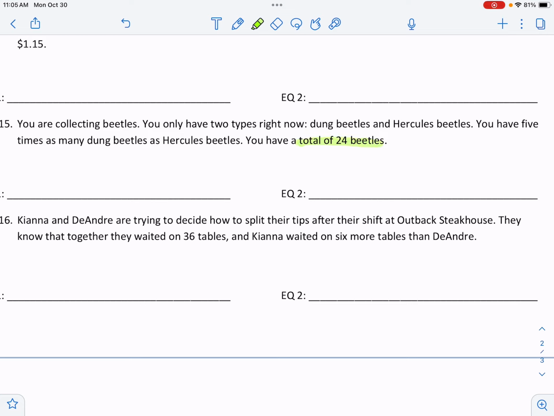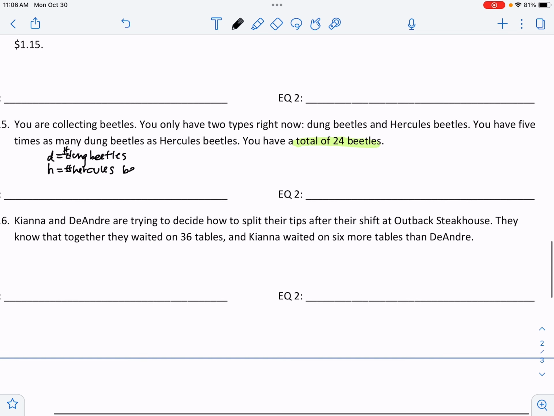Okay, a total of 24 beetles, and we're dealing with dung beetles and Hercules beetles. Let's use D and H. D will be the number of dung beetles, and H will be the number of Hercules beetles. So I don't know the numbers of each one, but I know their total, D plus H, will add up to a total of 24 beetles.